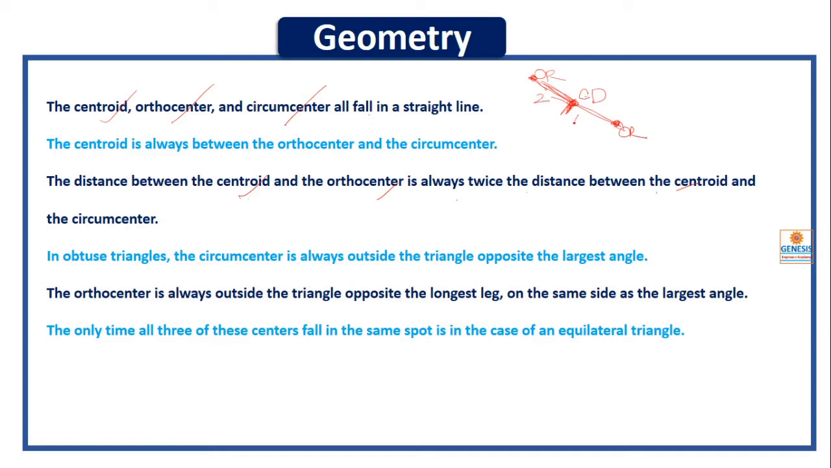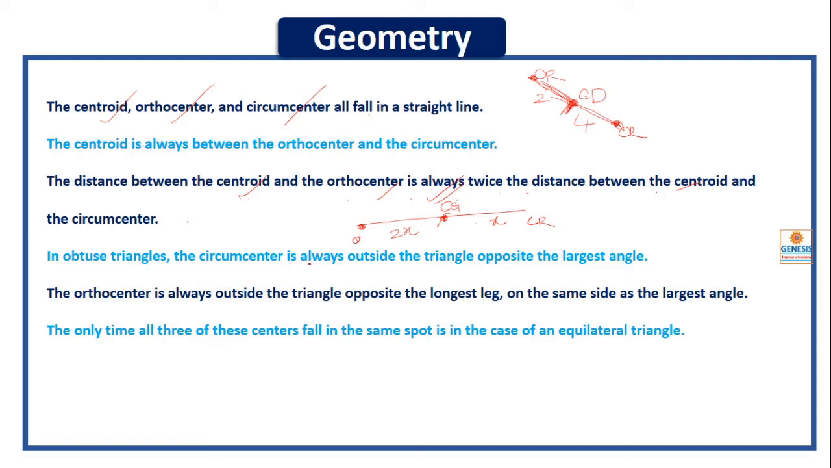So if it is 2, it is 4. This property is also sometimes useful. You may be given like that one. So the distance between the centroid and orthocentre is always twice the distance between the centroid and the circumcentre. So this is ortho, this is circum, and this is centroid, the center of gravity. If it is x, it is 2x.